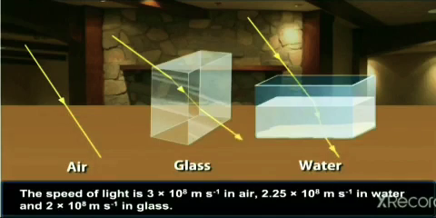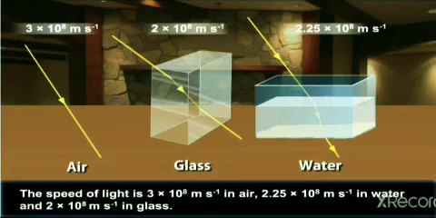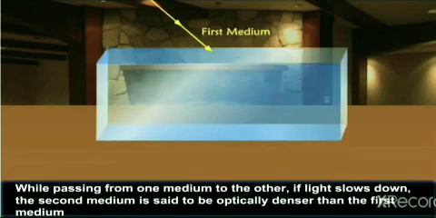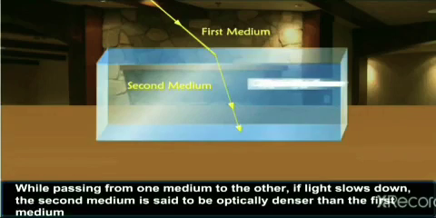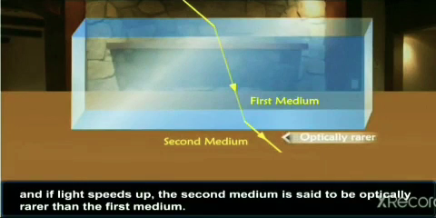The speed of light is 3 into 10 raised to 8 meter per second in air, 2.25 into 10 raised to 8 meter per second in water, and 2 into 10 raised to 8 meter per second in glass. The speed of light remains constant in a transparent homogeneous medium. While passing from one medium to the other, if light slows down, the second medium is said to be optically denser than the first medium, and if light speeds up, the second medium is said to be optically rarer than the first medium.